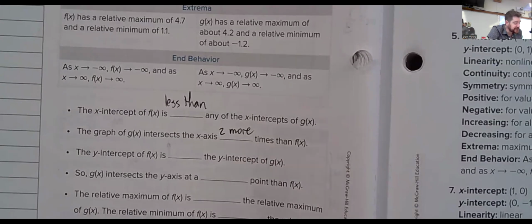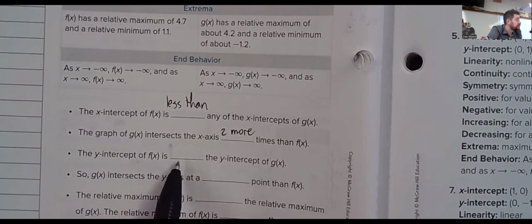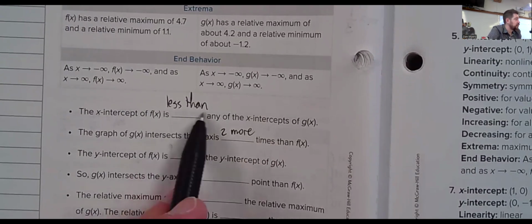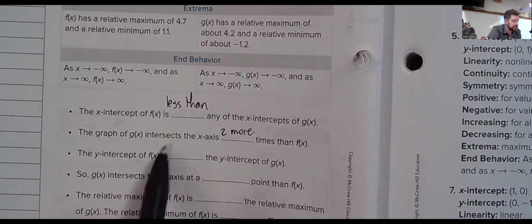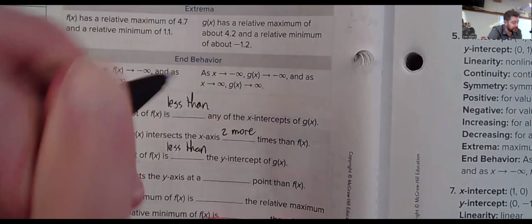Let's see. The y-intercept of f of x is 1.5 versus the y-intercept of g of x. What would we say here? G of x has a y-intercept of 4. F of x is 1.5. So f of x in comparison to g of x is... we're looking for something like this. 1.5 versus 4. Less than, yeah. 1.5 is less than 4.